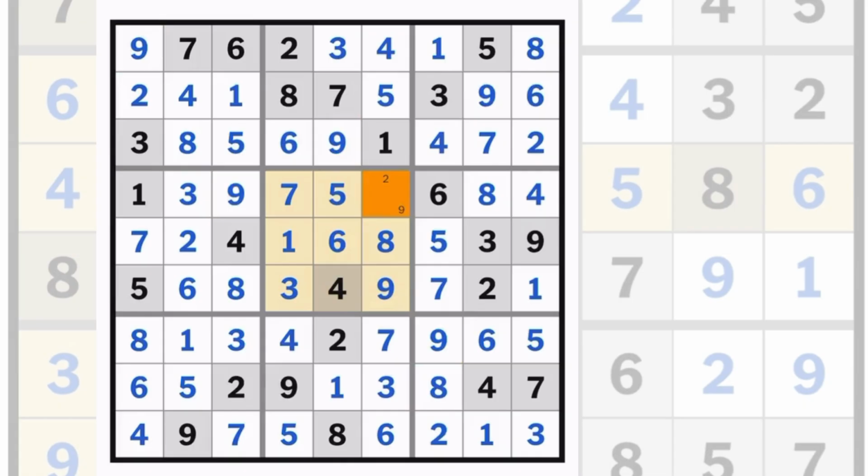And this is the last number, which will be number 2 to complete this puzzle. So friends, you have seen that by using certain strategies but no guesswork, we were able to complete this hard Sudoku puzzle of NYT of date 27th November 2025 without any major issue.